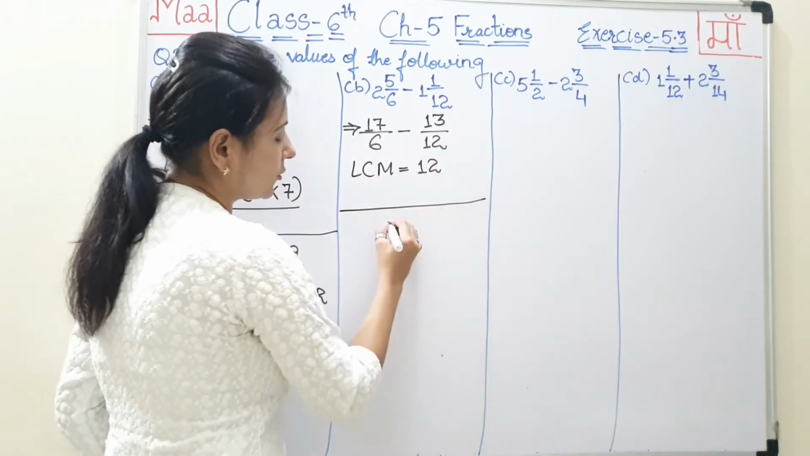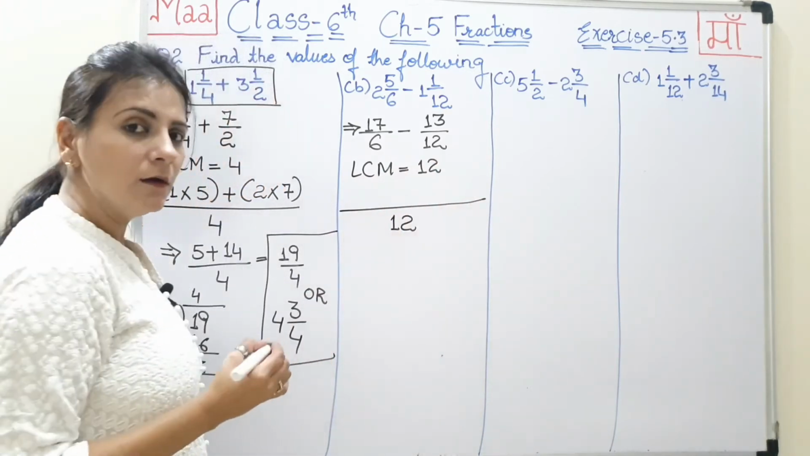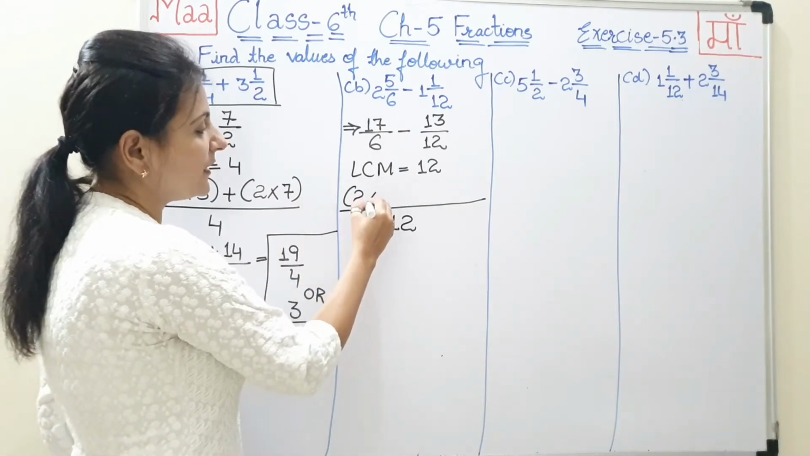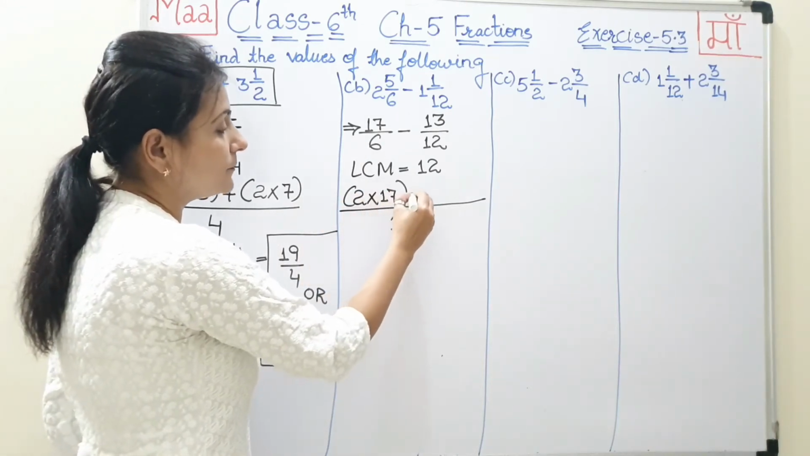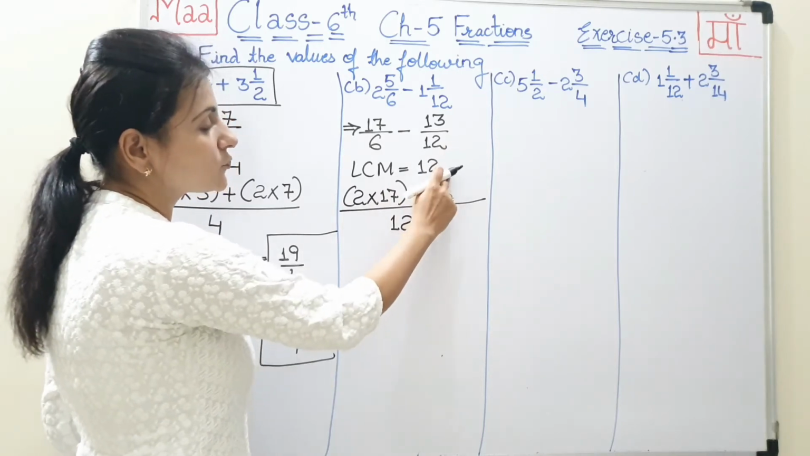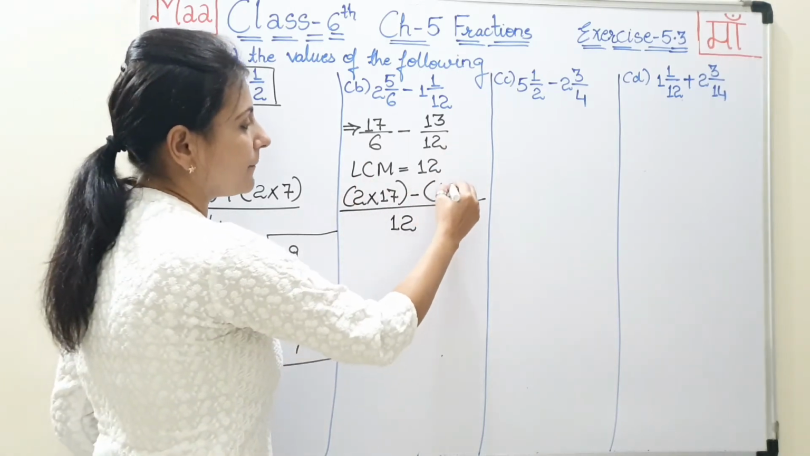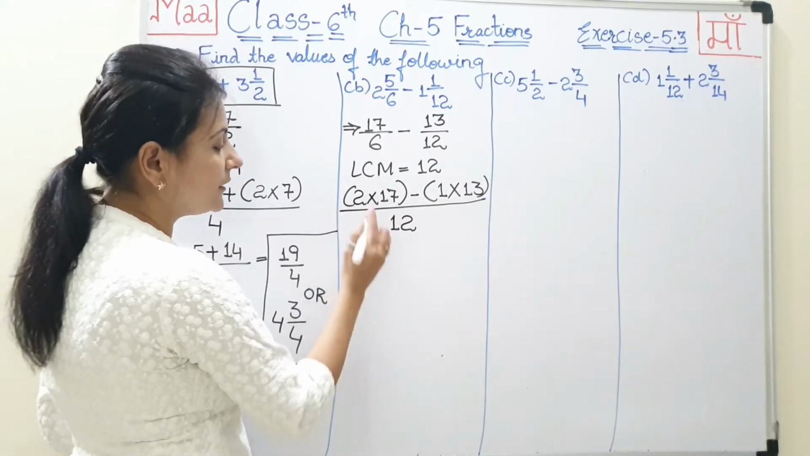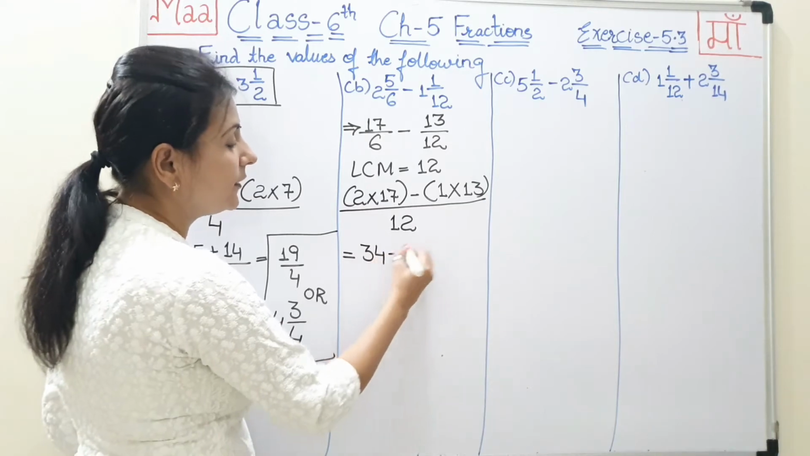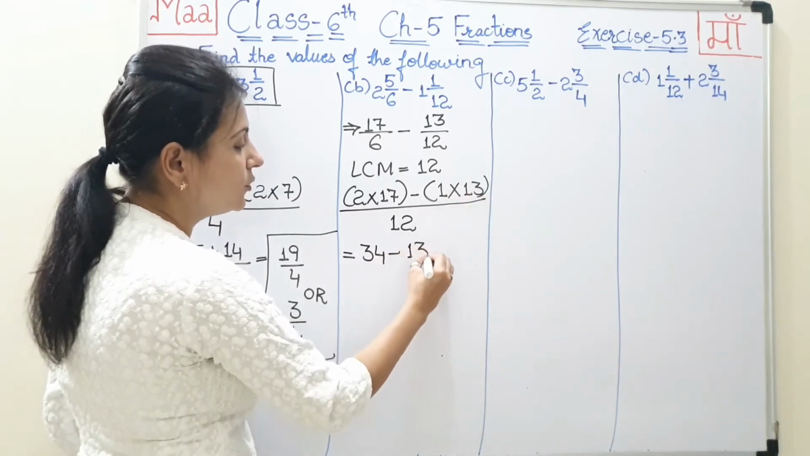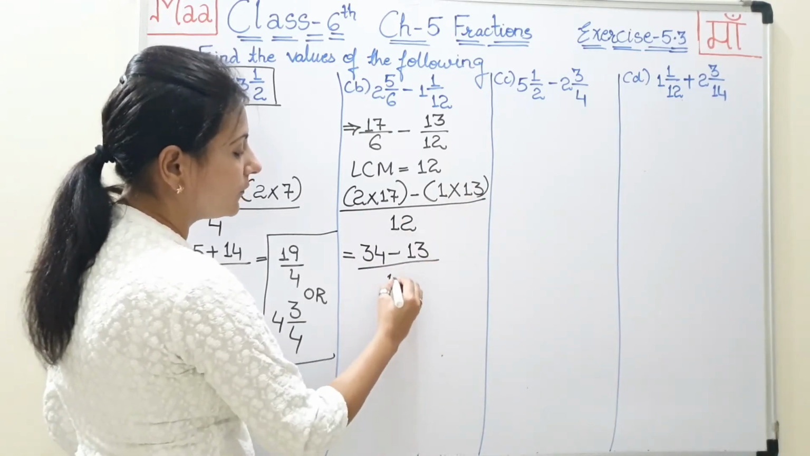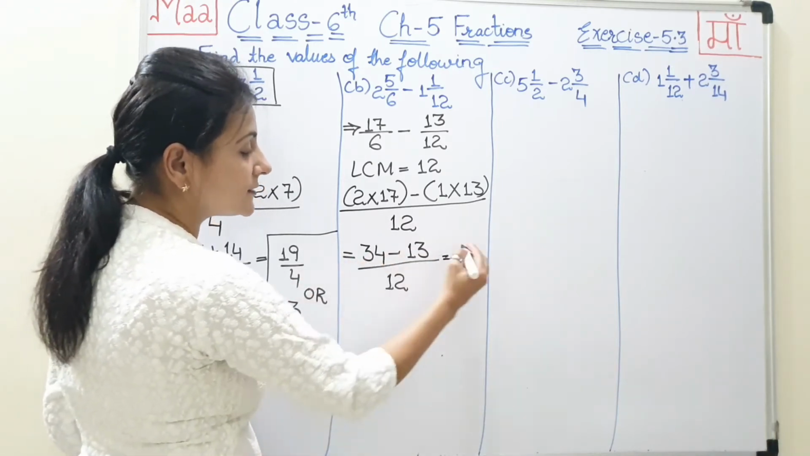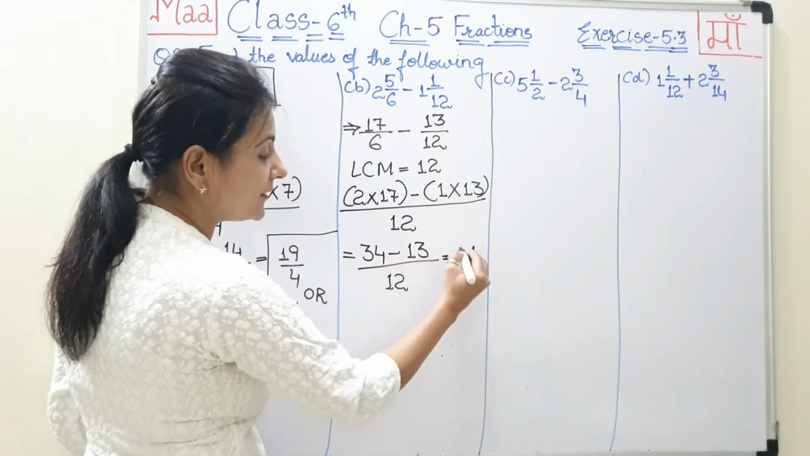Now draw one horizontal line, write down 12 in the denominator. Open the bracket. Table of 6, 12 comes 2 times, multiply by number 17. In between minus sign. Table of 12, 12 comes 1 time, multiply by 13. Okay. Now simply multiply it. So 17 2s is equals to 34 and 13 1s is equals to 13/12. Now 34 minus 13 will give you the answer as 4 minus 3 1 and 3 minus 1 is equals to 2.